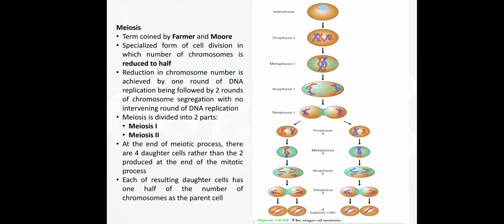So meiosis is divided into two parts, that is meiosis 1 and meiosis 2. At the end of the meiotic process there are 4 daughter cells rather than the 2 produced at the end of the mitotic cell division. Each of the resulting daughter cells has 1/2 of the number of chromosomes as the parent cell.